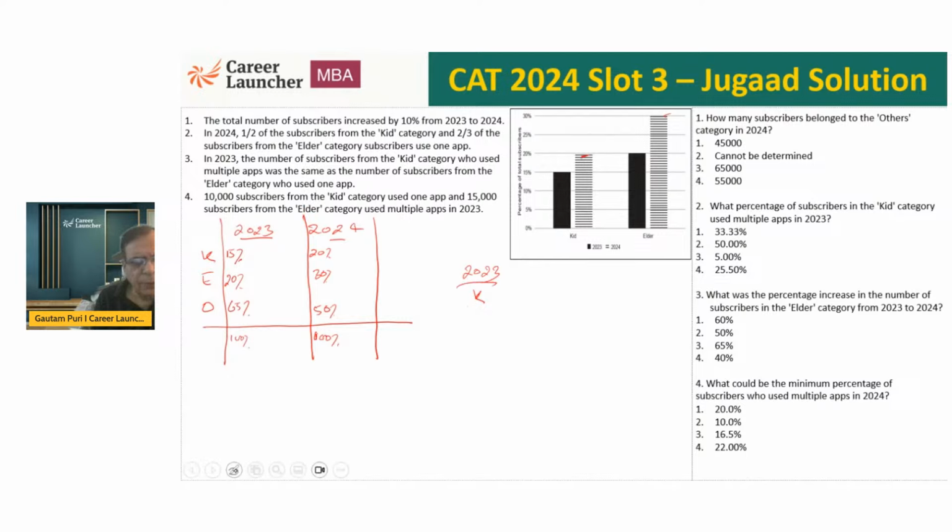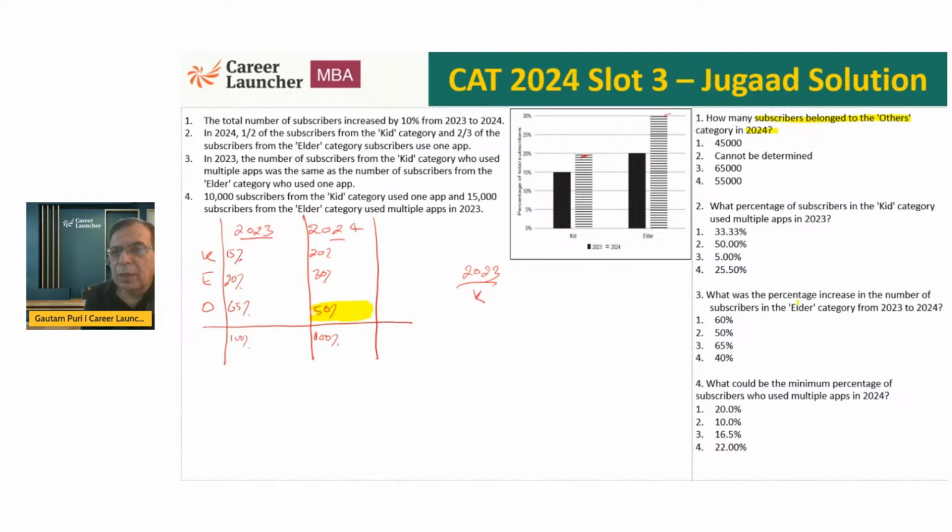I hope you remember. If you look at the questions, I'll just highlight the important part. How many subscribers belong to others category in 24? So we need this number. In the exam, you will not be able to highlight it. I'm doing it so that you can understand. In the exam you don't have the luxury of multiple pens. You will be given a pen and a rough sheet. So you need to remember and note down. What I typically do is click on the question paper button, and all the questions come in front of me.